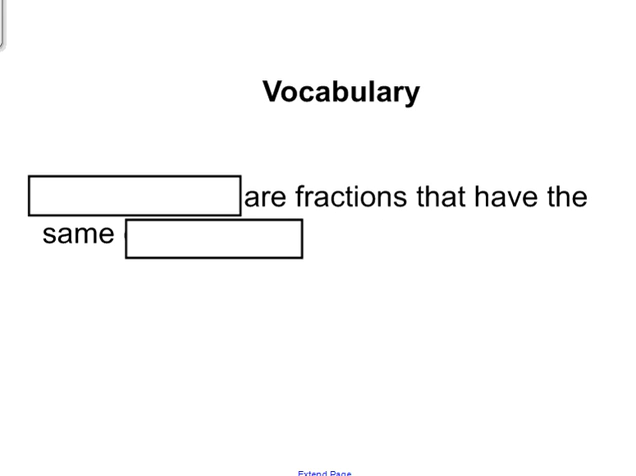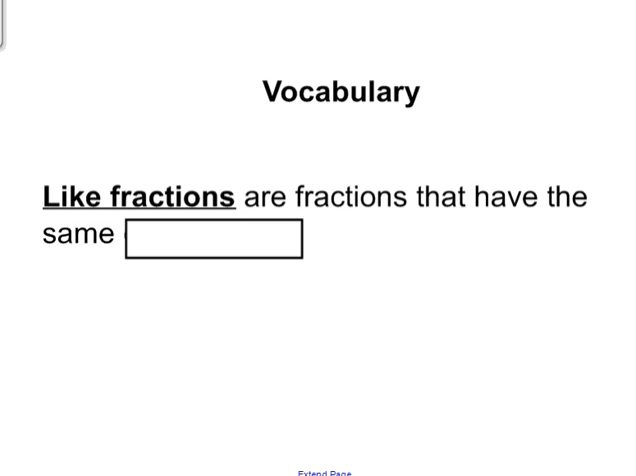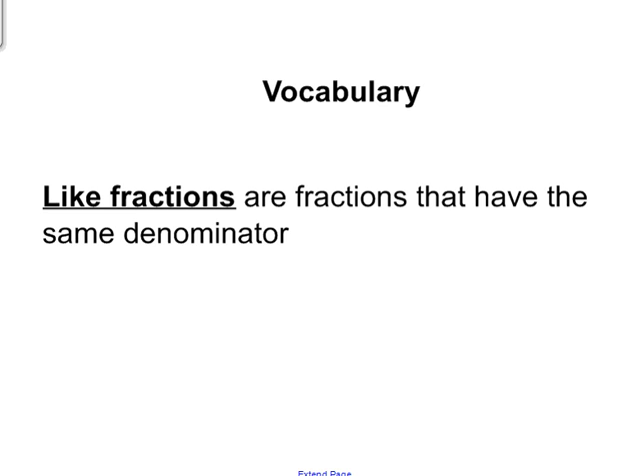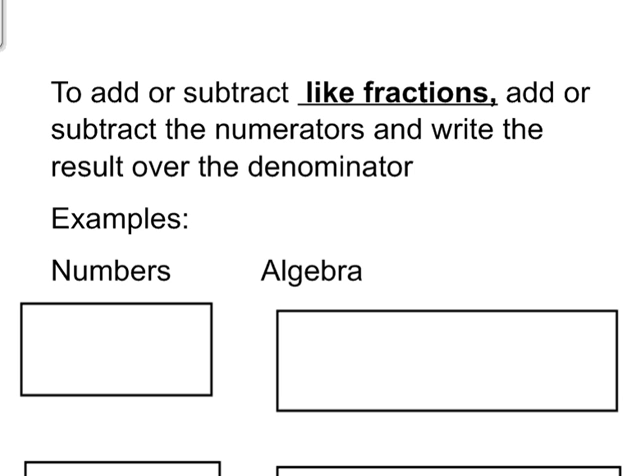We need a couple of vocabulary words here. The first vocabulary word is like fractions. Like fractions are fractions that have the same denominator, and that's the specialty ones we're going to be dealing with here. To add or subtract like fractions, we add or subtract the numerators and write the results over the original denominator. All right, so let's look at one of those.